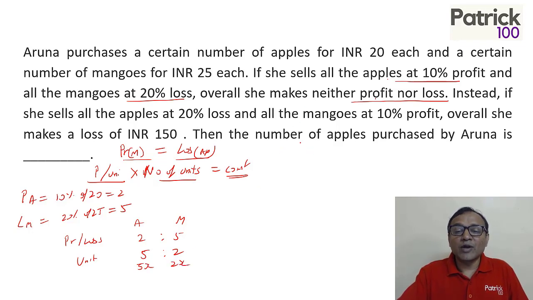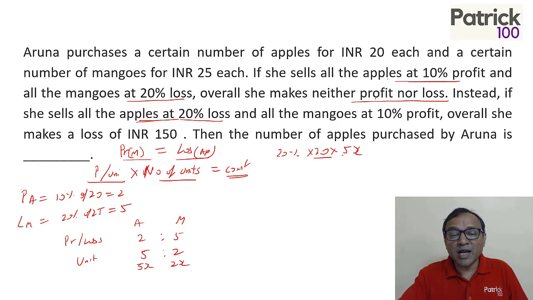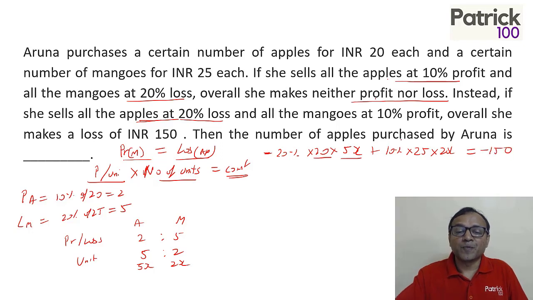Now, if you are taking 5x units of apples and 2x units of mangoes, what is the profit? Apples he sells at 20% loss. Each apple is 20 rupees and there are 5x apples, so that is the total cost price, and the loss is 20%, so minus. Plus 10% profit on mangoes, where the price of a mango is 25 rupees for 2x mangoes. This gives you a loss of 150.